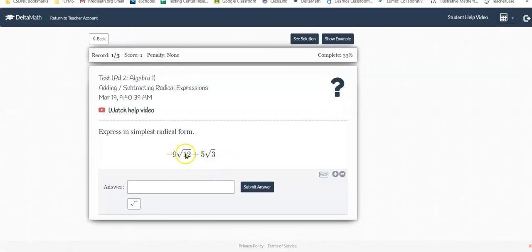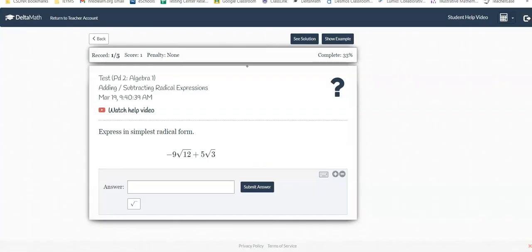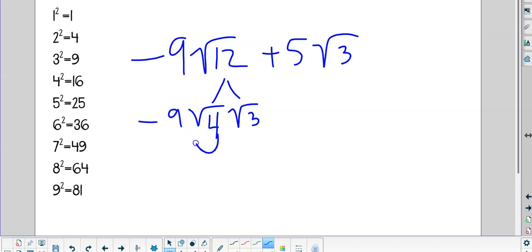All right, we've got square root of 12 and square root of 3. This is the smaller radicand, so that must be what we want this 12 to turn into. So negative 9 square roots of 12 plus 5 square roots of 3. So I know I want a square root of 3 over here. Question is, what times 3 makes 12? And that's 4. So the 4 will come out because it's a perfect square. It comes out as a 2. And when you come out, you multiply anybody else that was out there.